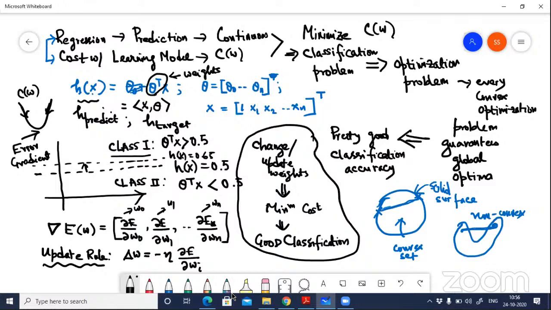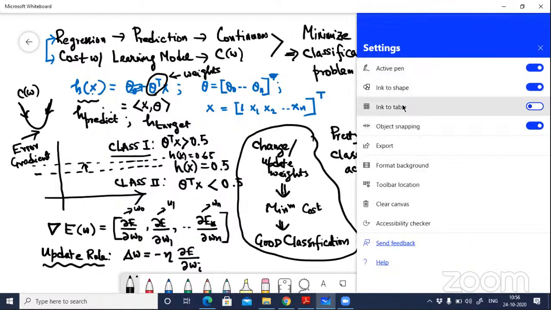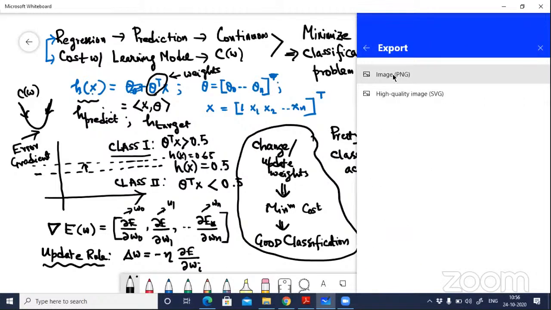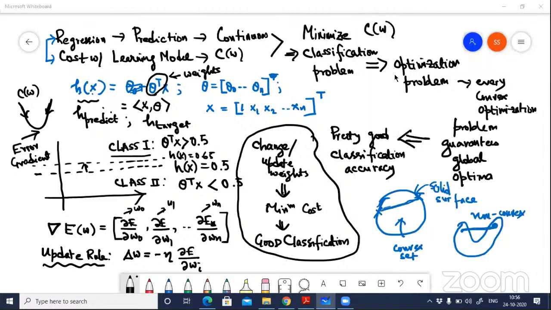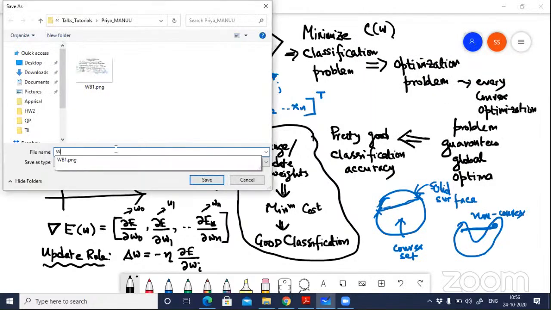How are you going to update this? That is in the next slide, and then I'm going to come back to the slides, or maybe I can do that tomorrow also. We'll see how it goes.